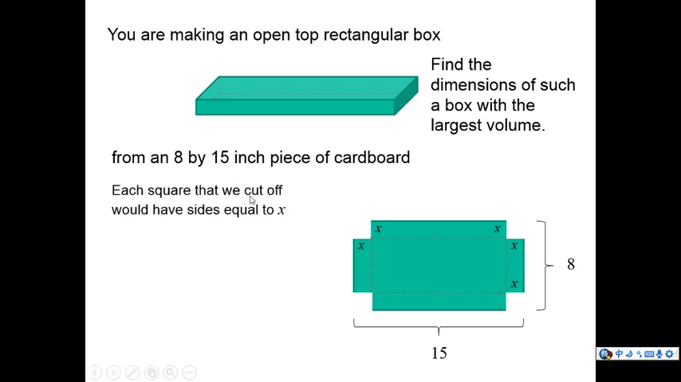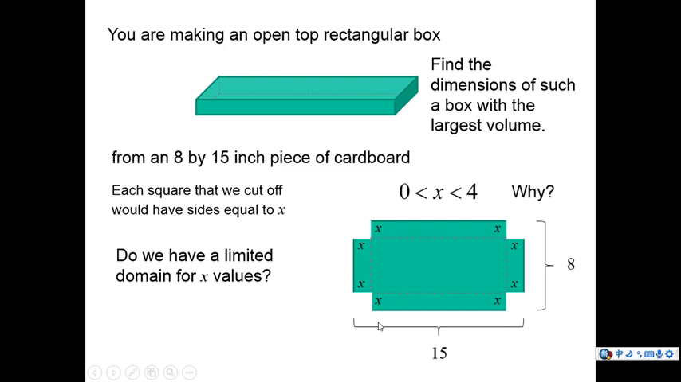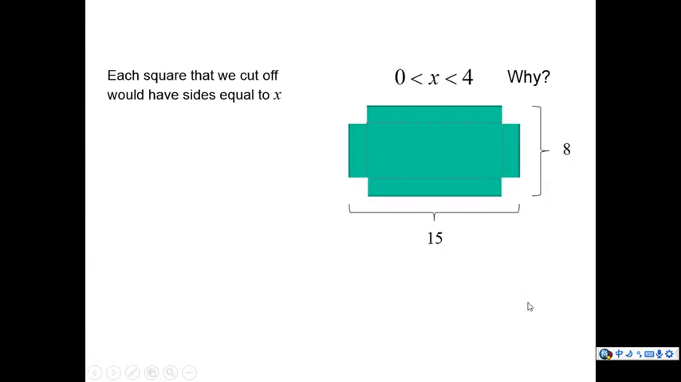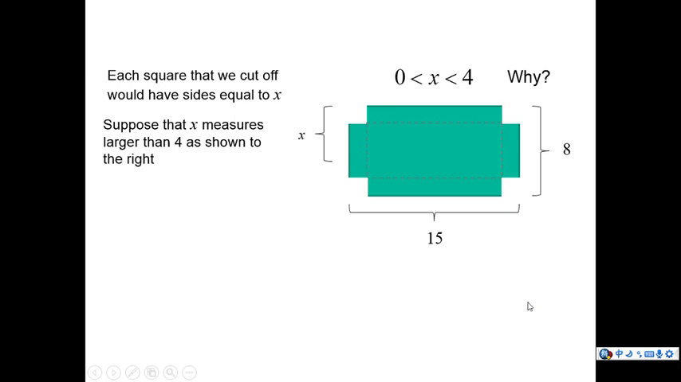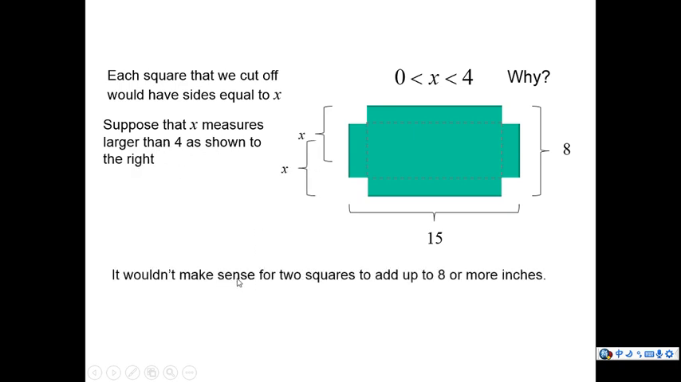So each square that we cut off would have a size equal to x. Okay, so that's what we got here with the label. And do we have a limited domain for the x value? Yes, we do. It's from 0 to 4. But why? That's one thing you guys probably want to think about. So here's the reason. Suppose that x is larger than 4, as shown to the right. It wouldn't make sense for two squares to add up to 8 or more inches.